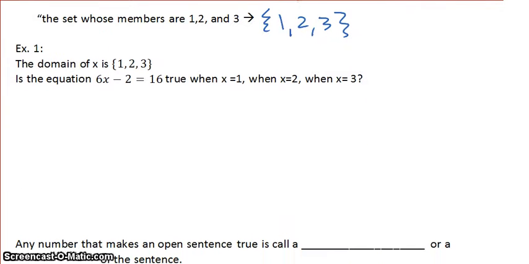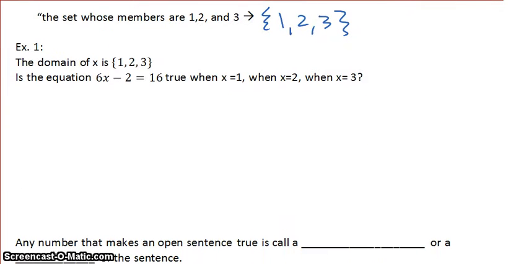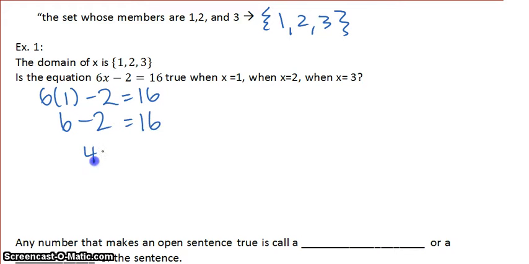So we have example 1. The domain of x is 1, 2, or 3. So we need to see which one works, so we're going to plug them all in. I'm going to plug in 1 for x first, and we need to see if it's true. So 6 times 1 is 6, minus 2 equals 16. And 6 minus 2 is 4, and that does not equal 16, so that is not a solution.